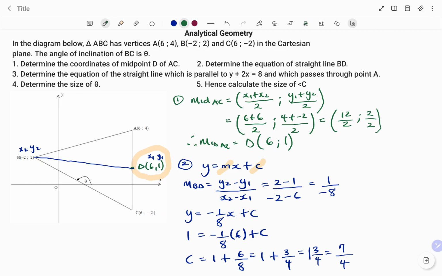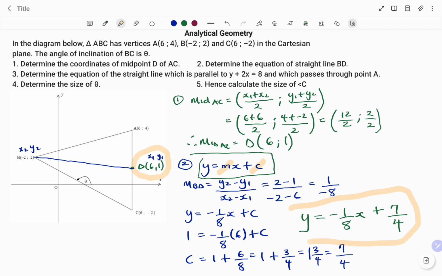Now putting this value back into my equation, remember my equation is y equals mx plus c. I'm going to have that as y equals my gradient, that's negative 1/8 x plus c. C is 7/4. That's the equation of the line MBD.